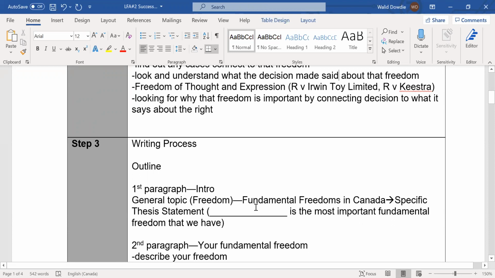Okay? So in your opening paragraph, you're going to talk about freedom in general. You're going to talk about the 4 fundamental freedoms. You might want to allude to what evidence you're going to use to prove your point. And then your thesis statement is, this is why freedom of assembly is the most important freedom that we have. Okay? There is no right or wrong answer. I'm just looking at your ability to make an argument.